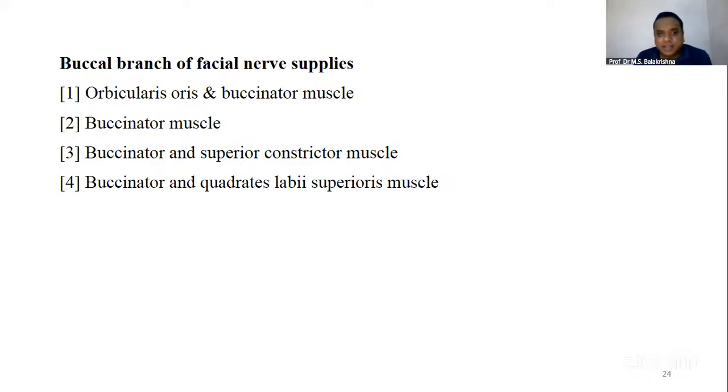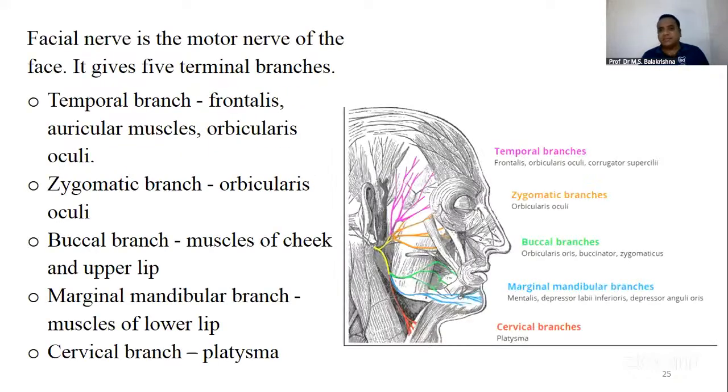So that is what they are asking: the buccal branch of the facial nerve. We have 5 branches: temporal, zygomatic, buccal. So which areas does the buccal branch supply? Orbicularis oris, buccinator muscle, buccinator and superior constrictor, and quadratus labii superioris. So the answer is orbicularis oris. You can see orbicularis oris will be here and your buccinator muscle is on your cheek. That is the answer.